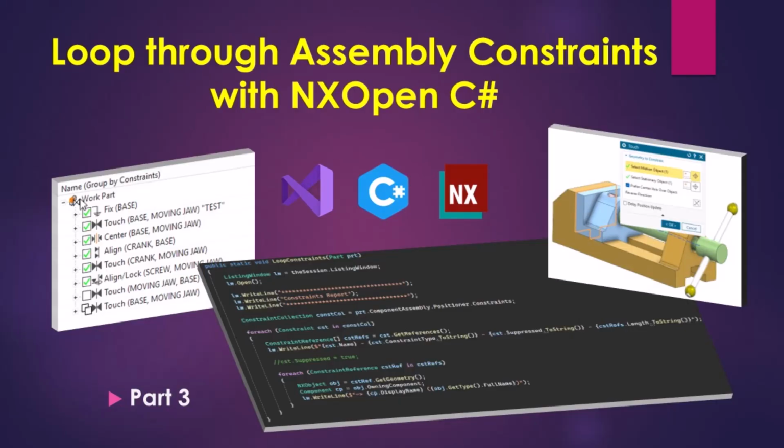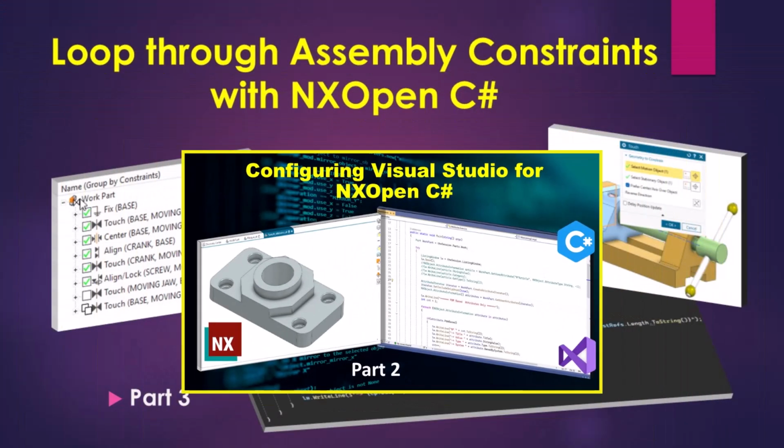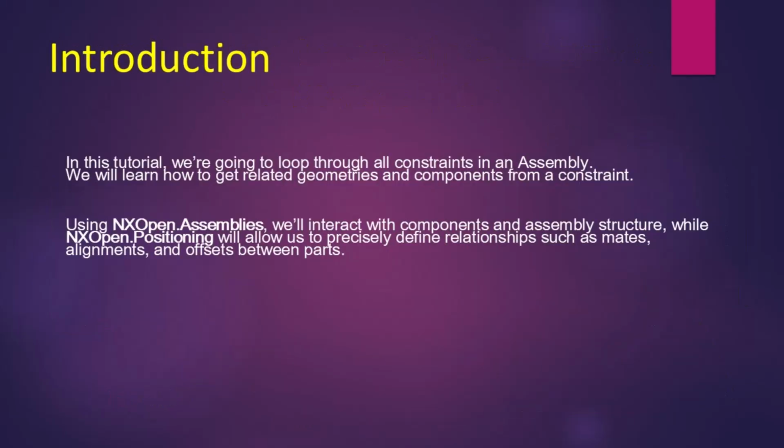We will see how to manipulate assembly constraints. To follow this tutorial, basic knowledge of C# programming or .NET is required, as well as the use of Siemens NX CAD software. We will also use Visual Studio as the development environment. If you haven't done it yet, I invite you to follow the tutorial on configuring Visual Studio for NXOpen C#.